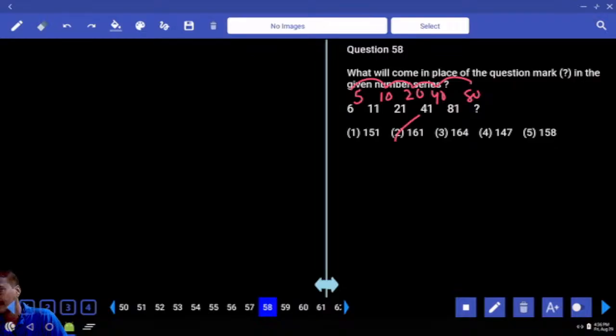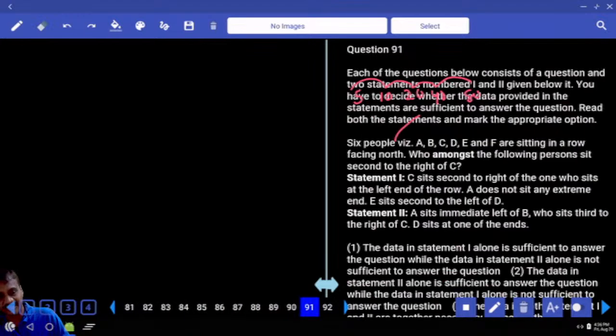58. Done? 90? 91, data sufficiency. Now in this 91, data sufficiency, and 6 people are sitting in a row, facing towards north. Now how many people are there? 6 people. They are seated in a row, facing north.